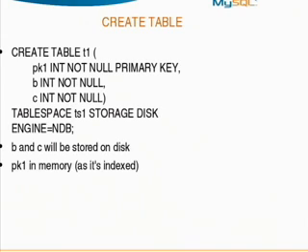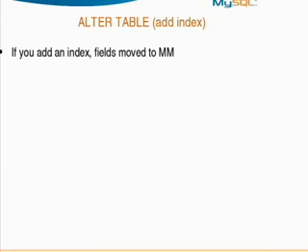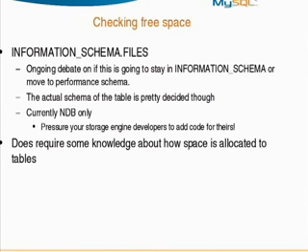So how do you create a table that stores things on disk? If we create a table here, we have a primary key and 2 unindexed columns. We also say which table space we want to store it on. We say storage disk, so it's going onto disk. B and C columns here will be stored on disk, and the primary key, p key 1, will be in memory as it's an indexed column. If you alter table to add an index, those fields are going to have to be moved to main memory as well. So to check free space in there, we implemented a new information schema table.